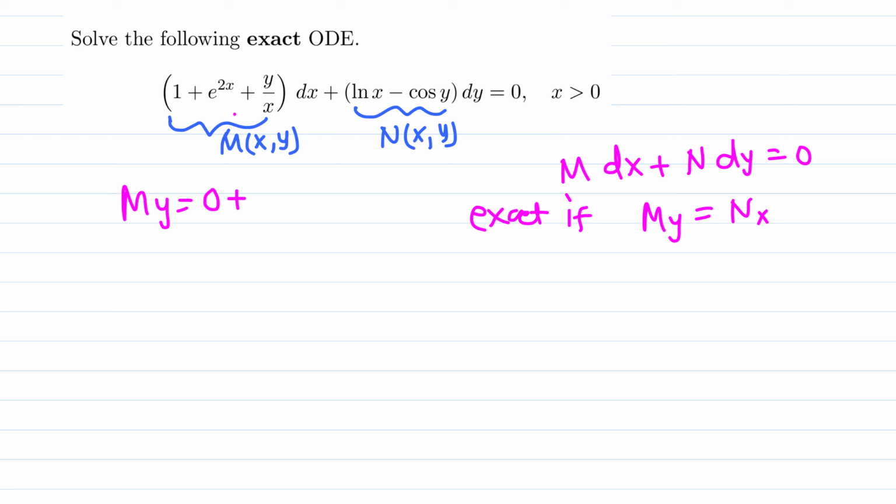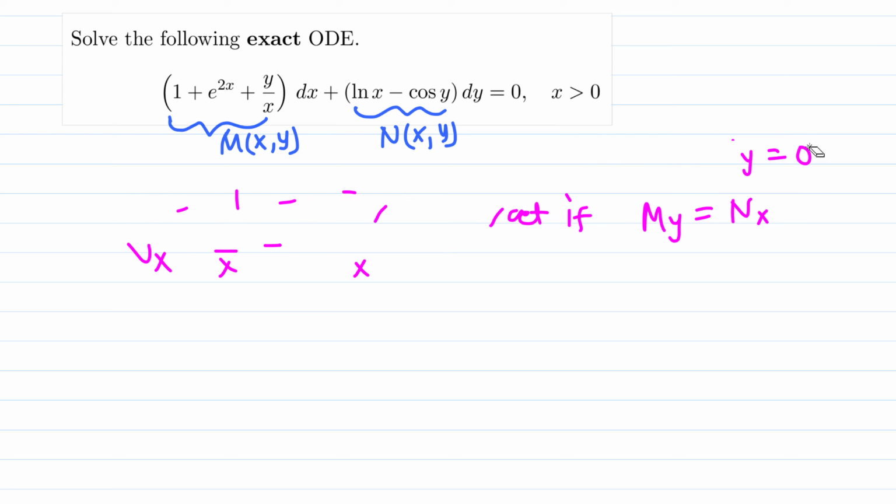This is 0 because there is no y. This one is 1 over x times y, right? 1 over x times the partial of y is 1. So simply 1 over x. And this one, N with respect to x: the natural log of x gives 1 over x, minus this one is just y, so with respect to x is 0. So 1 over x. Okay, they are equal. But this was not needed, so I would not even write it anymore.